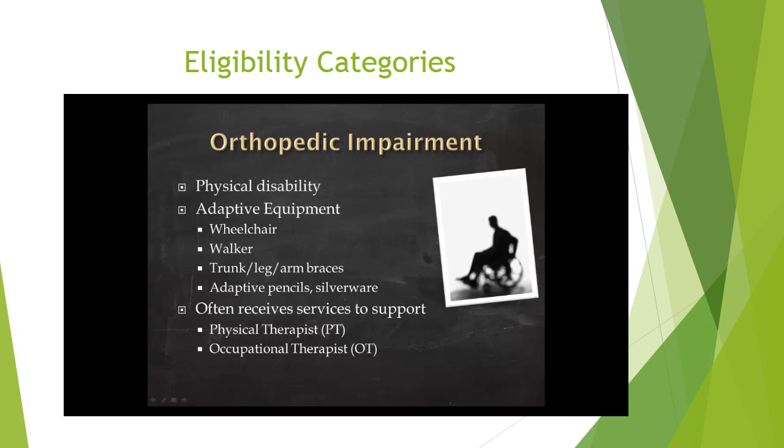Students with orthopedic impairments have severe physically disabling conditions. They may use adaptive equipment like a wheelchair or walker to navigate around school. They may need special equipment provided, such as a joystick for accessing a computer or adapted silverware for eating. The student typically receives services from a physical or occupational therapist to learn new motor skills or maintain those they already have.